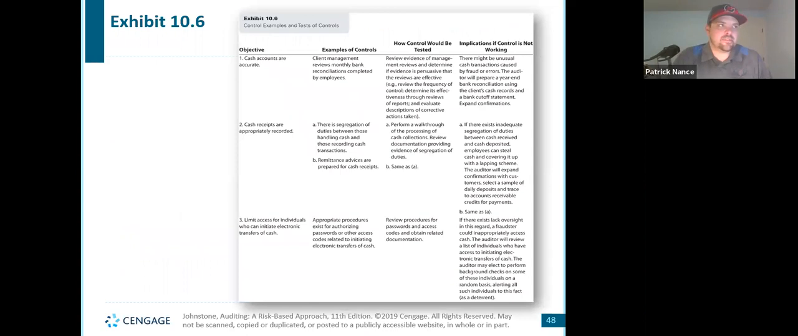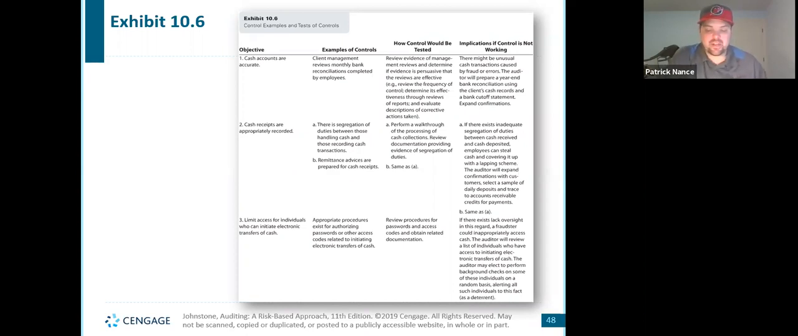Okay, examples of tests of controls. I'm not going to go through all these, but cash receipts are appropriately recorded. I'll go through number 2. There's a segregation of duties between those handling the cash and those recording cash transactions. And how we can test this is performing a walkthrough of the processing of cash collections, and reviewing documentation providing evidence of duties. If internal control is not working, then there's inadequate segregation of duties between cash received and cash deposited.